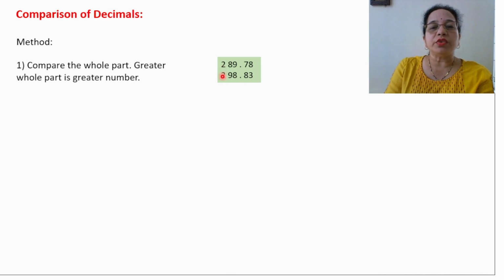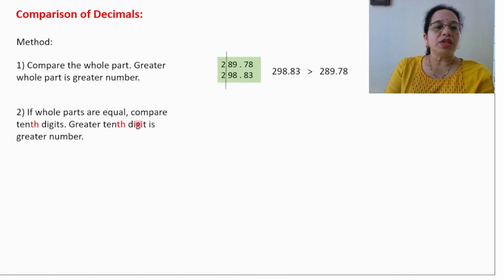First we check this first digit. This is same. Now we will go for the next one, 8 and 9. So which one is greater? 9. So 298.83 will be greater than 289.78. Now step 2, if the whole parts are equal, then we compare the next digit.